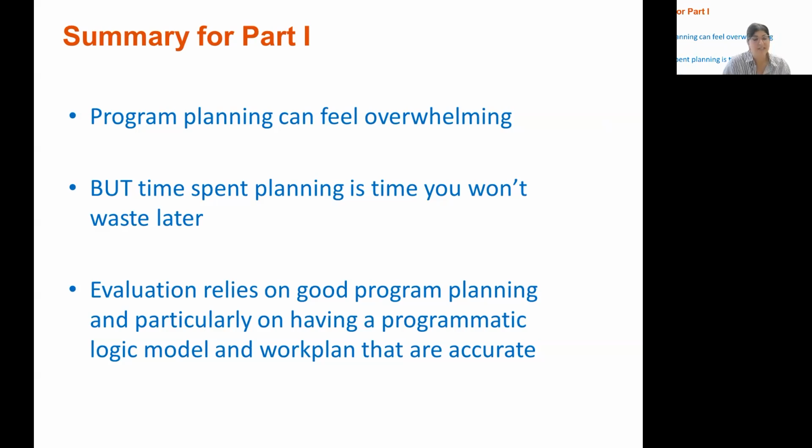The other piece about this is that evaluation really relies on good program planning, and particularly on having a really accurate and truthful programmatic logic model and work plan, right? So we think about logic models, we think about program planning, we think about SMART goals as just these things we do to plan programs, but we don't always think about whether or not those things can actually help us in the long run. And from an evaluation standpoint, I will tell you those pieces are absolutely fundamental to my job, whether I'm an external evaluator or working with people inside of an organization.